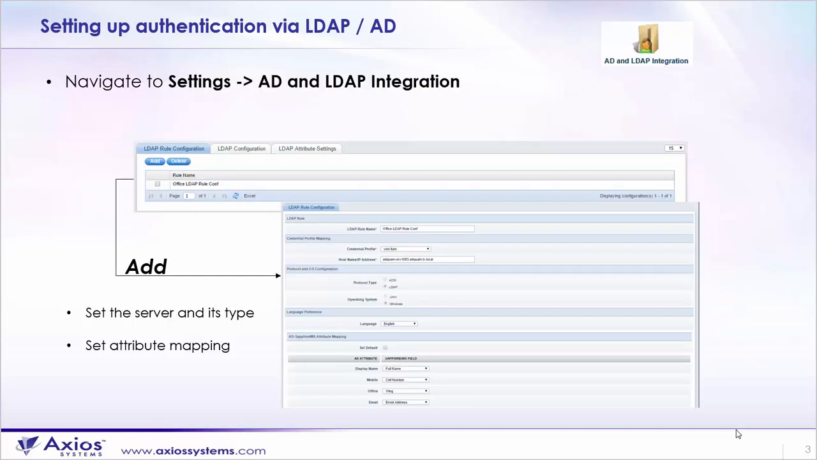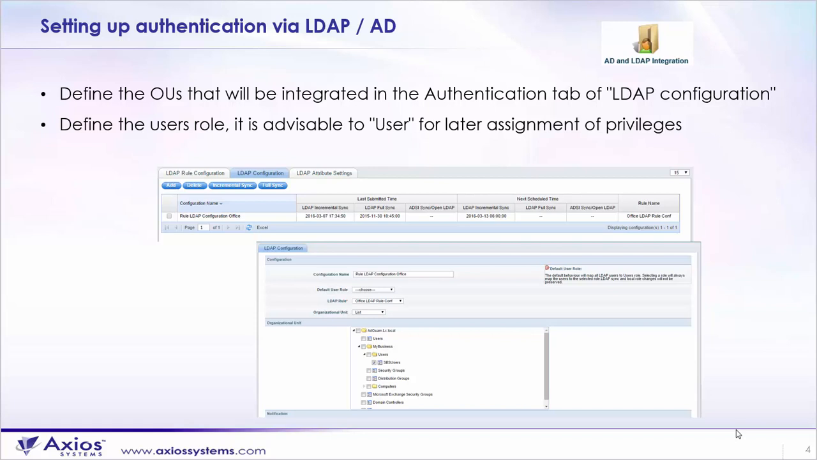We will talk through this live in a video in a few moments, but the presentation will tell us we need to go to Settings and AD and LDAP integration. We add in a name, we add in the profile, we add in the server and its type, and we map the attributes. We define the OUs that will be integrated into the LDAP configuration tab within ITAM. We define the user's role. It's advisable to use user and we'll assign privileges later.